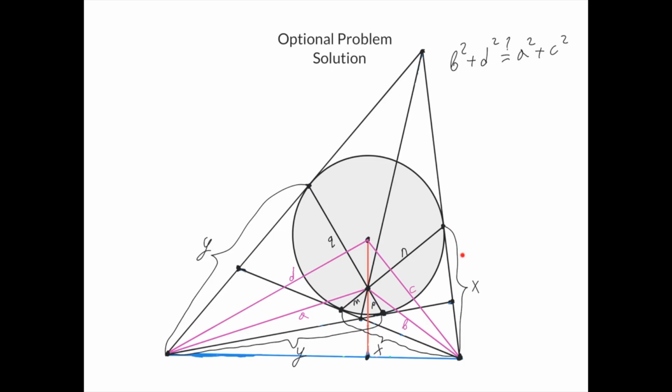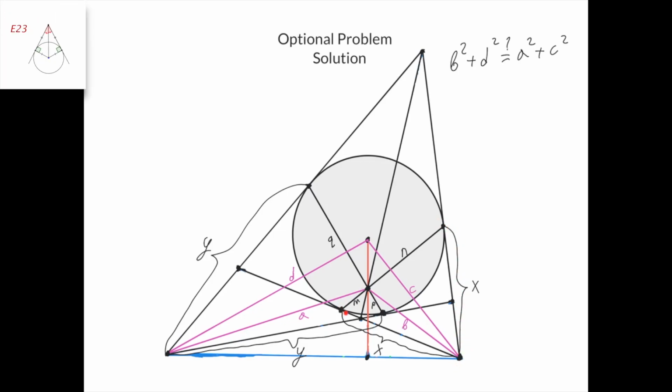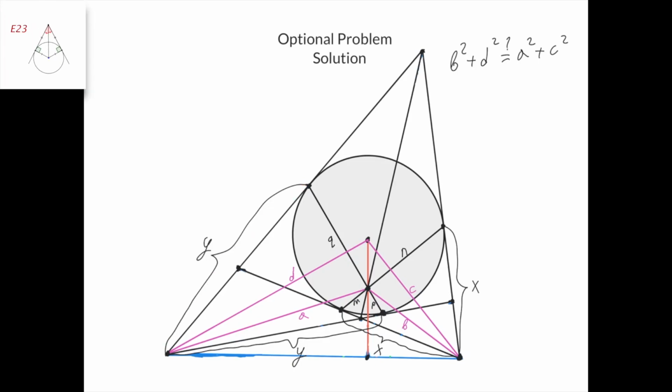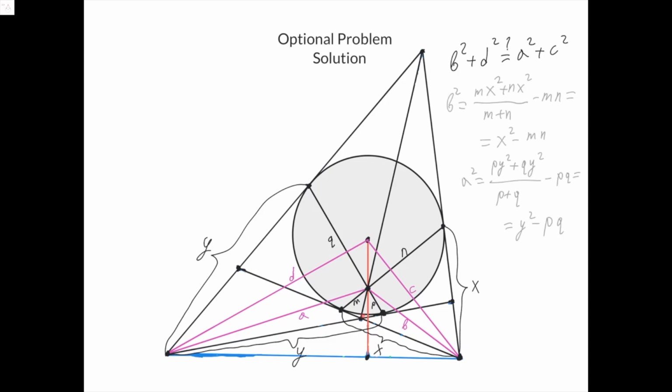Let's call this distance from this point to this point of tangency x. Then we know that this distance is also x because this is also a tangent line to the circle. Let's call this distance y. For the same reason, we know that the distance between this tangency point and this point is also y. Let's label this distance as m, this n, this p, and this q.